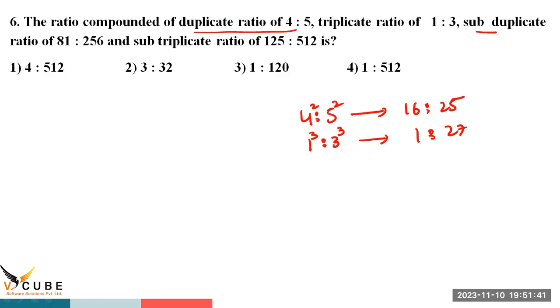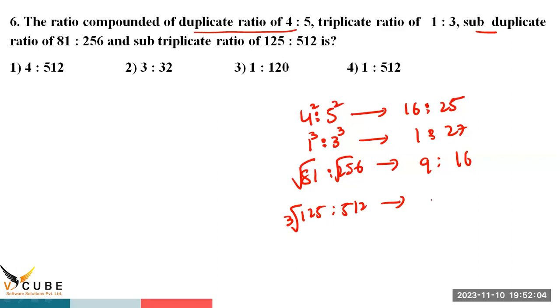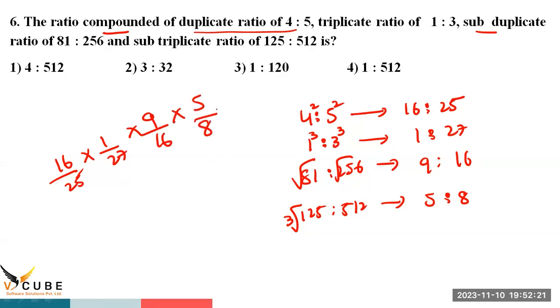Next, subduplicate ratio of 81 is to 256. So root of 81, root of 256, how much, guys? 9 is to 16. Next, subtriplicate ratio of 125 is to 512. So cube root of 125 is 5 and 512 is which cube? 8 cube. Okay, so compounded means 16 by 25 into 1 by 27 into 9 by 16 into 5 by 8.